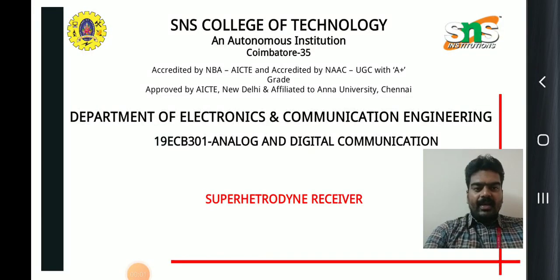Morning everyone. In our lecture series, today we are going to discuss the superheterodyne receiver. In the previous lecture, we discussed TRF, tuned radio frequency. Followed by this, we are going to see the superheterodyne receiver. Let's see what a superheterodyne receiver is and its operation.